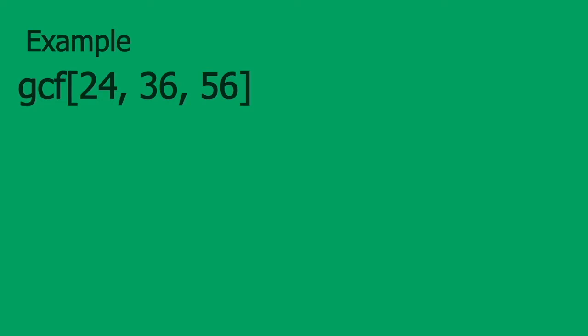Now, let's go through one more example. This one looks kind of scary, but remember this. Again, it's just notation. The GCF stands for greatest common factor, nothing more. So rather than just finding the greatest common factor between two numbers, this time you're trying to find the greatest common factor between 3 numbers. You're trying to find the greatest common factor between 24, 36, and 56. Well, let's break them all down.